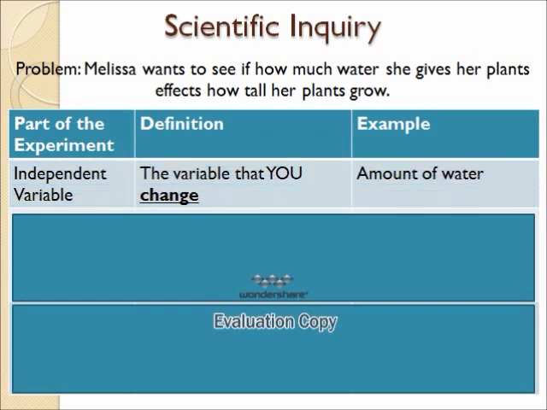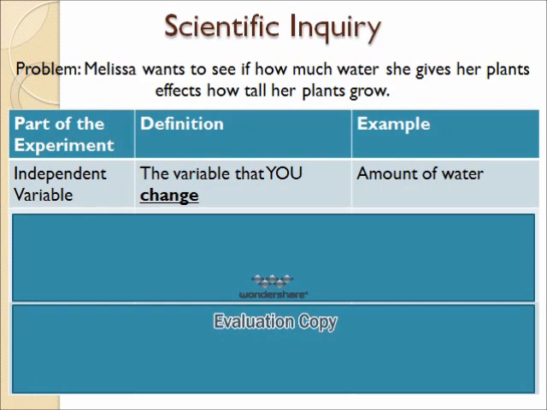That's the variable that you change, that you have control over. In the case of this experiment, it's going to be the amount of water. You determine the amount of water you're going to give the various plants, your test amounts. You're going to take some plants and give them a very small amount of water. You're going to take some plants and give them a lot of water, and then you're going to take some plants and give them some kind of amount that's in between the other two extremes. So you're controlling that. Okay, so the independent variable is the one that you change.